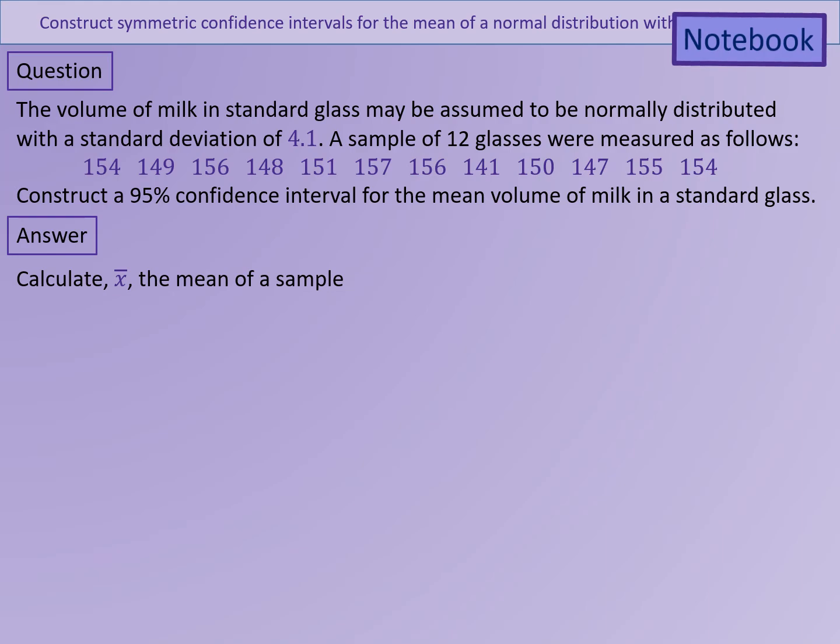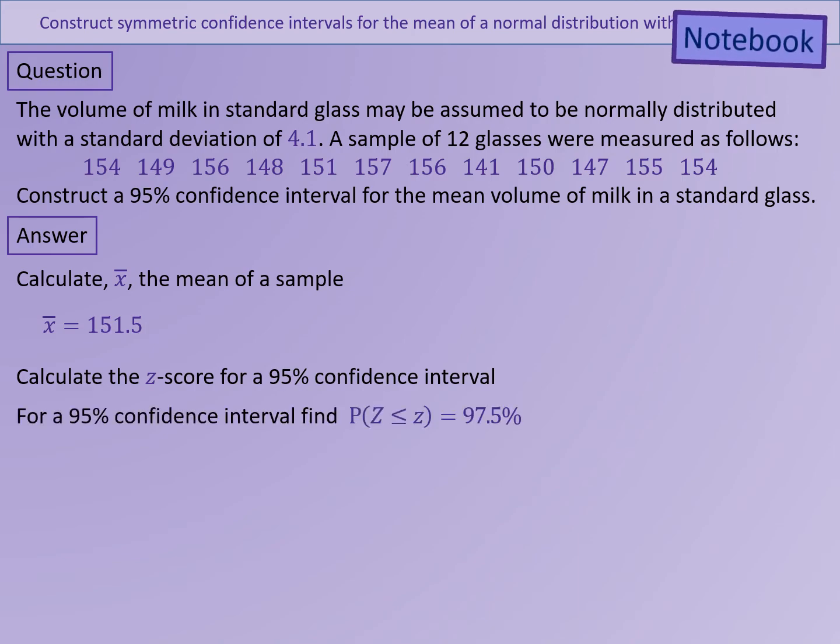First of all, we need to calculate x bar, the mean of the sample. This involves adding up the 12 values in the sample and dividing by 12. Here we have 151.5. We now need to calculate the z-score for a 95% confidence interval.